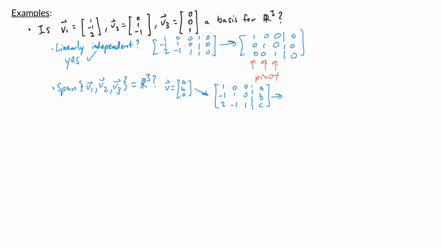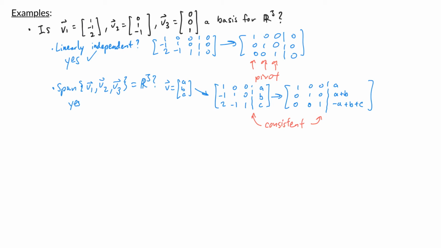Now when I row reduce this, I get 1, 0, 0, a, 0, 1, 0, a plus b, and then 0, 0, 1, negative a plus b plus c. Now the exact solution to this system doesn't really matter. What matters to me is that this matrix is consistent. Looking at the reduced row echelon form of this matrix, we can say yes, this is a consistent matrix, which tells me that yes, the span of v1, v2, v3 is all of R3.